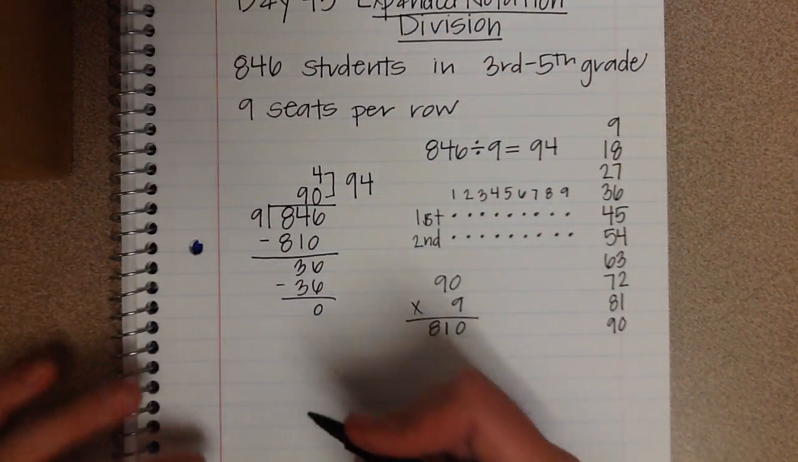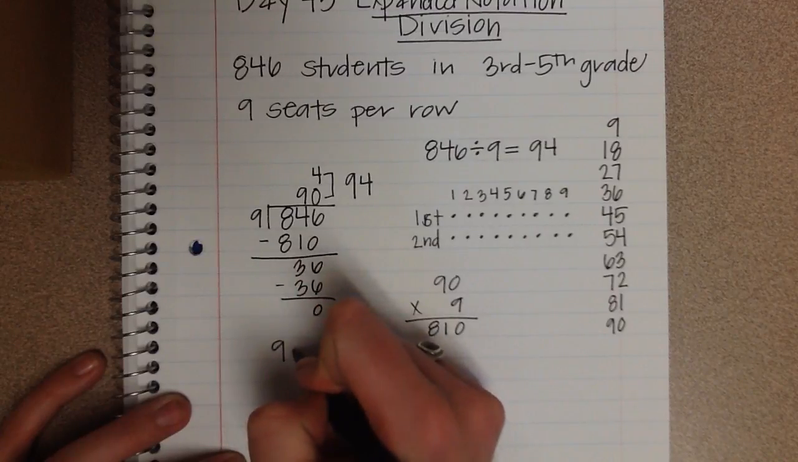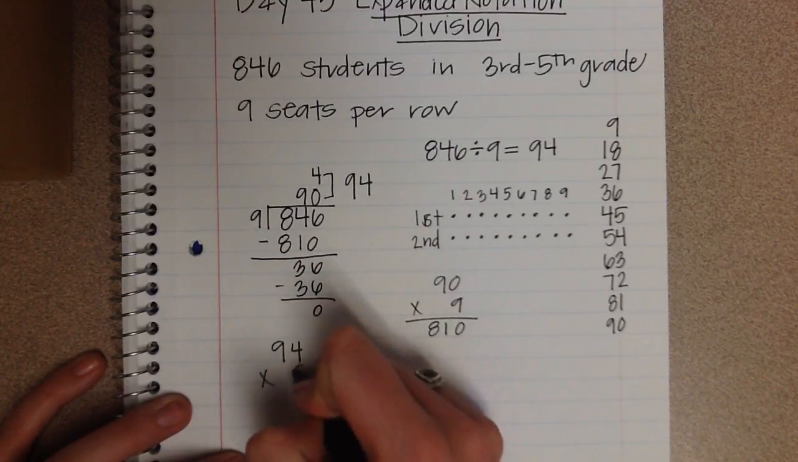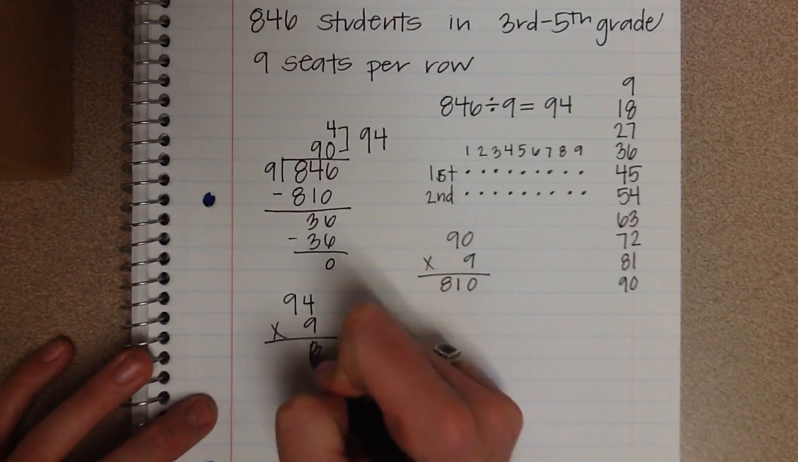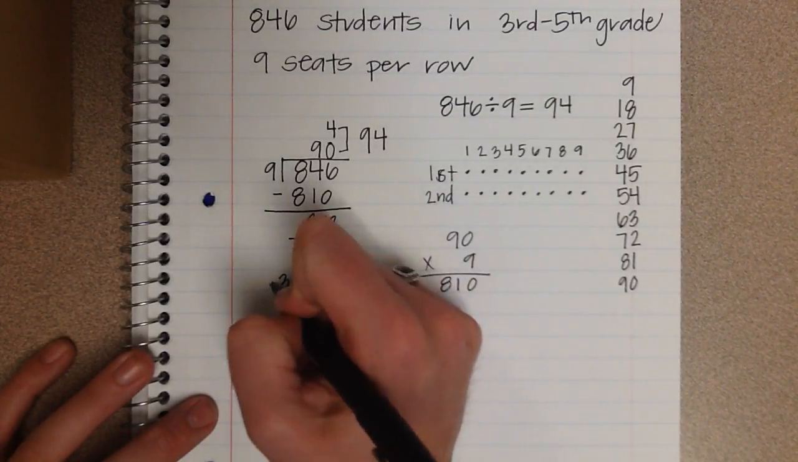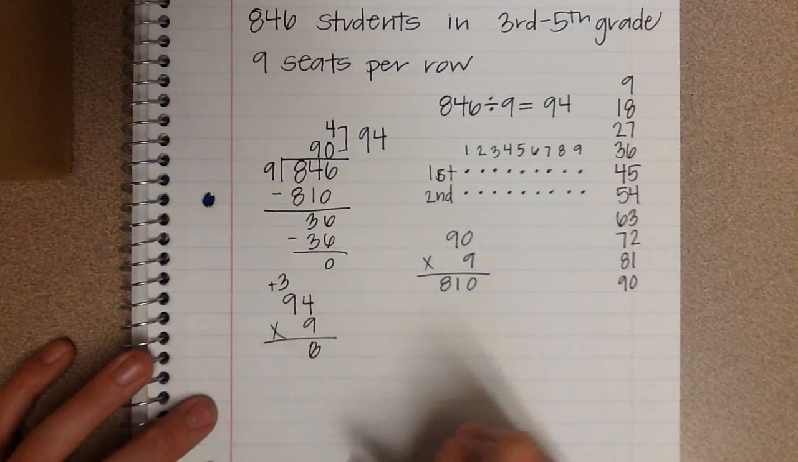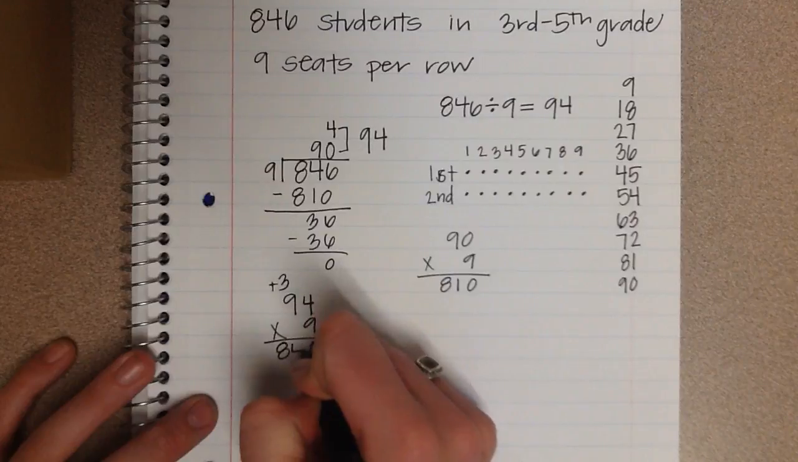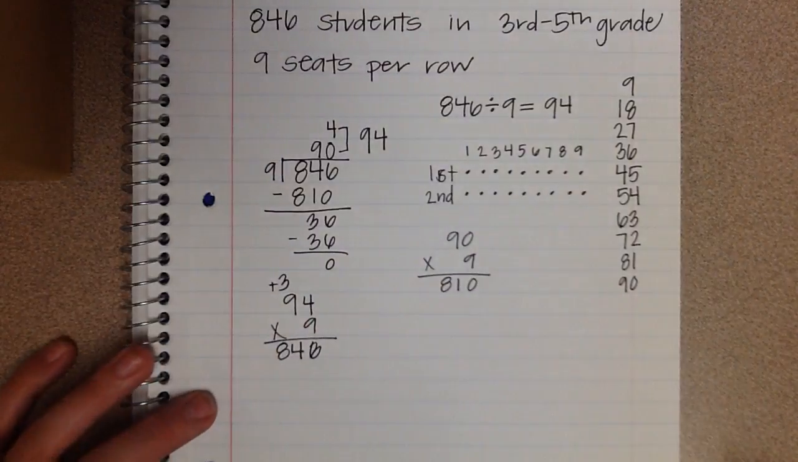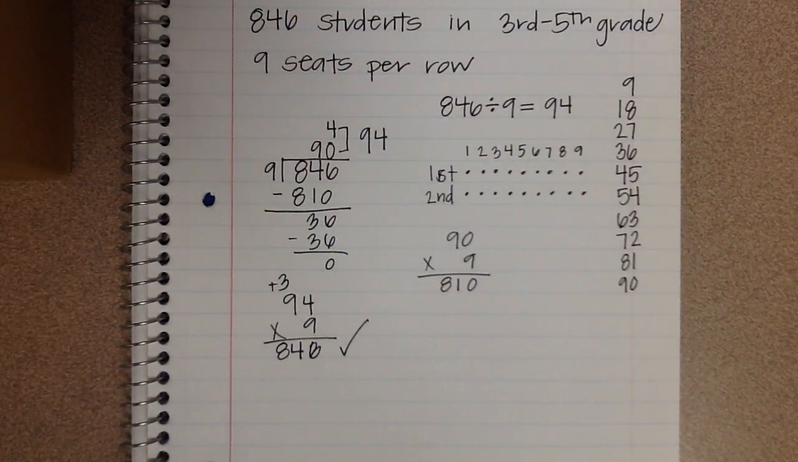I want to check. 94 times 9. Well, 9 times 4 equals 36. Sorry. Carry my 3 up here, not down there. 9 times 9, 81, plus 3, 84. Got it. That's my answer.